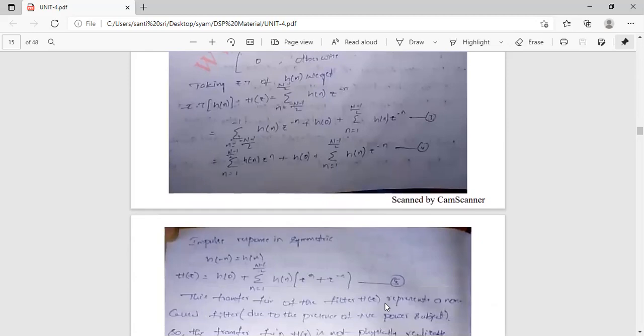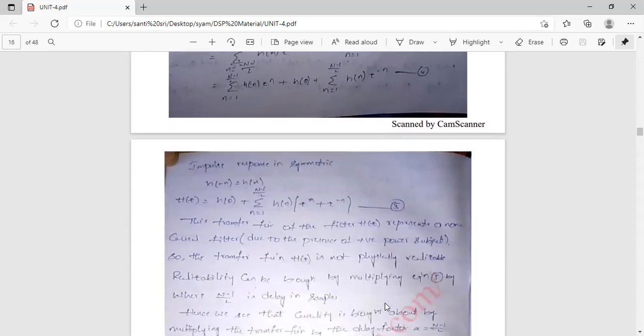The impulse response is symmetric, that is h of minus n is equal to h of n. So H of z will become h of 0 plus sigma of h of n, since h of minus n is the same as h of n, taken as common: h of n into (z power n plus z power minus n). Let this be equation number 5.